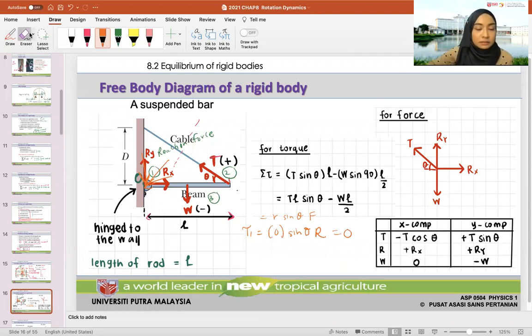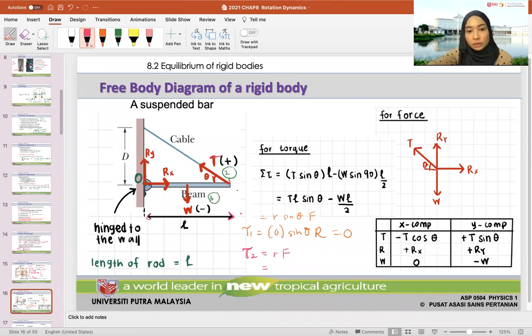So the next one. Okay, next one. Tension. T is for tension. So tau number 2, torque number 2. Okay, next one is RF.